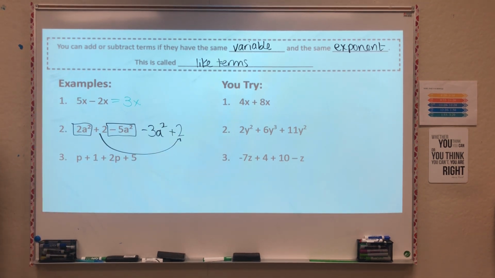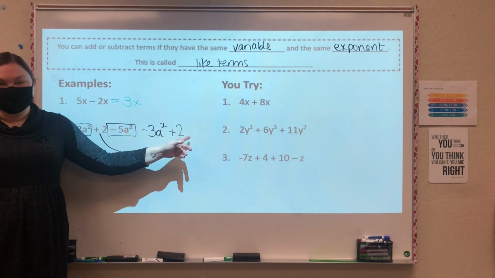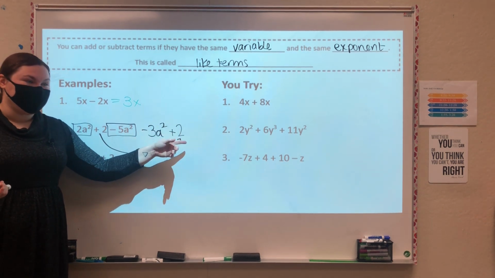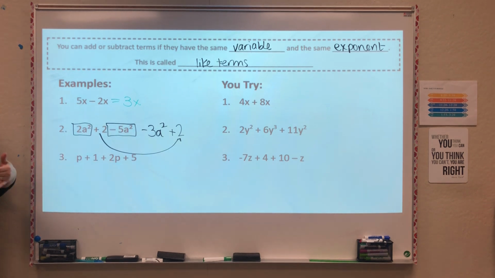Now I've got negative 3a squared plus 2. Can we add those together? No, you can't. Why not? Because the 2 doesn't have the variable. It's the same thing you told me earlier, right? That 2 still doesn't have the same variable and exponent. They're still not like terms. So this is as simple as it can get. That would be our simplified answer.